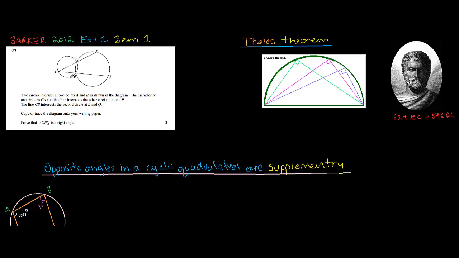So two circles intersect at points A and B. So we've got this little circle and a big circle, and there's points A and B where they intersect. The diameter, so this is important, the diameter of one circle is CA.